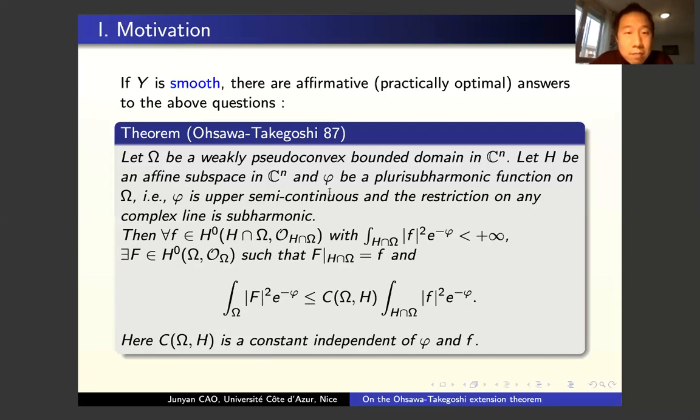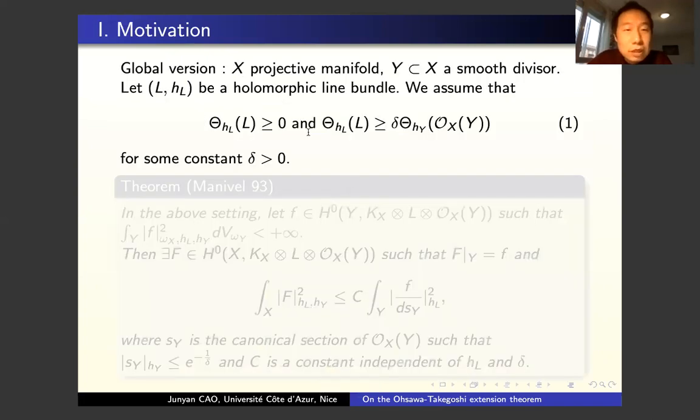And now, since for applications in algebraic geometry we need some global version, I think the first global version is due to Manivel. Here I always suppose for simplicity that X is projective, and let Y be some smooth divisor. In this case, for the holomorphic line bundle L over X, we suppose that its curvature is semi-positive. Moreover, we need to assume that its curvature is a little bit larger than the curvature of the line bundle O_Y.